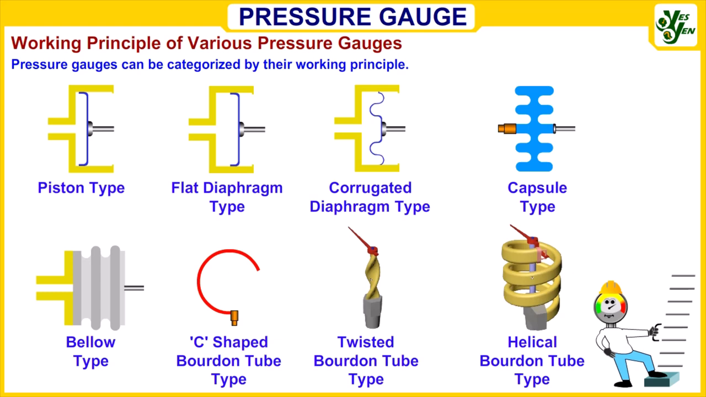Working principle of various pressure gauges. Pressure gauges can be categorized by their working principle. Piston type. Flat diaphragm type. Corrugated diaphragm type. Capsule type. Bellow type. C-shaped Bourdon tube type. Twisted Bourdon tube type. Helical Bourdon tube type.